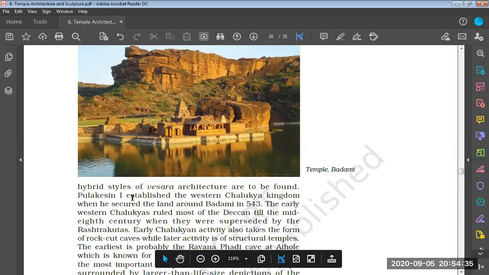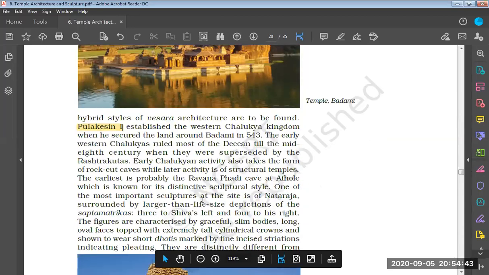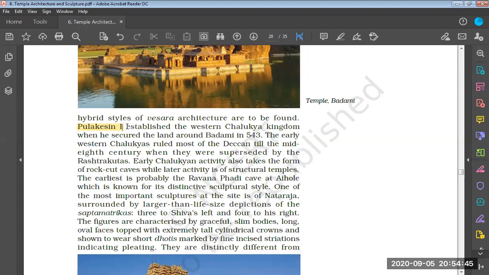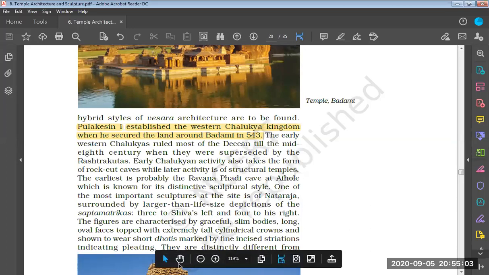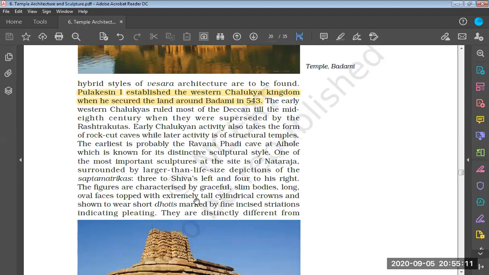These are made by Pulakesin I. That is, Pulakesin I established the early Western Chalukya kingdom when he secured the land around Badami in 543. Badami was the capital of the dynasty. The early Western Chalukyas ruled most of the Deccan till the mid 8th century, when they were suppressed by the Rashtrakutas. So the Rashtrakutas suppressed the Chalukyas, and the Rashtrakutas also modified temples in Ellora.